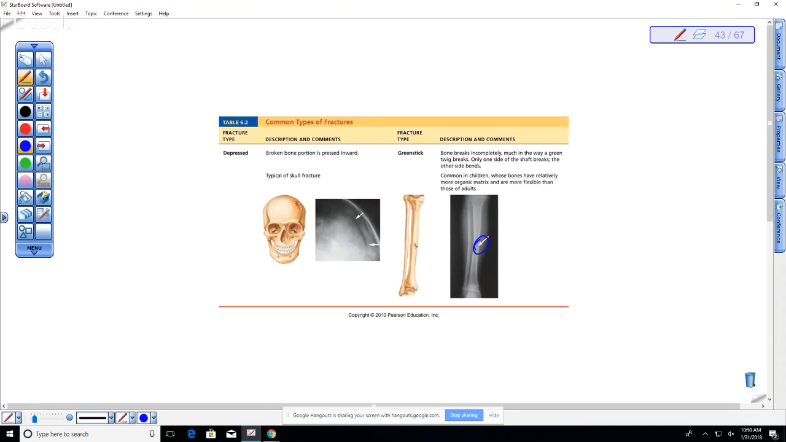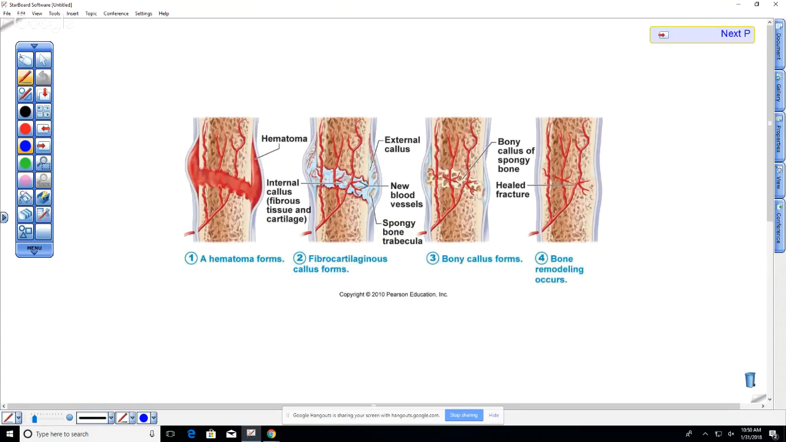Okay, so let's look at the stages of bone repair. I think I mentioned this before, but it is bones that have fractures in them, not joints. So you can't say that you fractured your hip. It is actually a fracture in the femur, right? So joints don't fracture, but bones do.